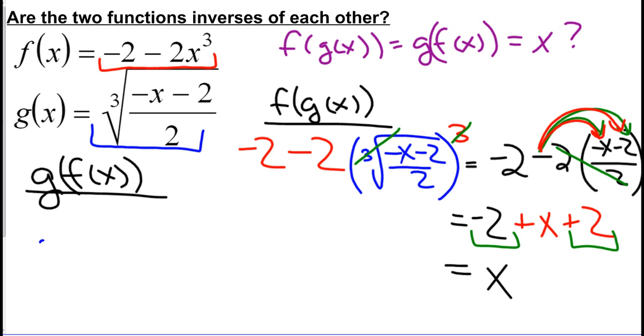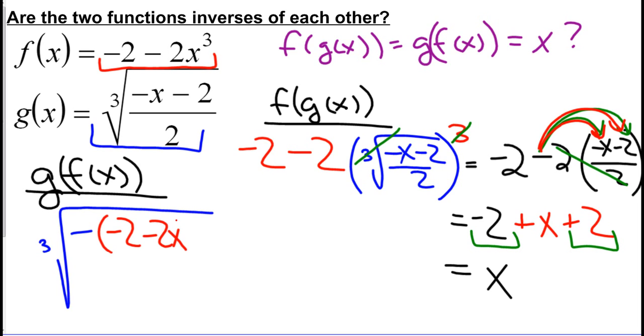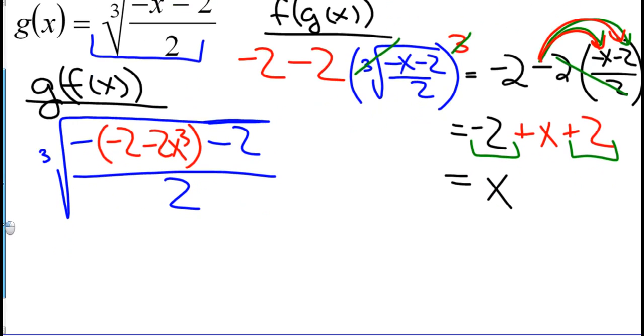So I'm going to start with the cube root of the opposite of, okay, all right, here's my stuff in here. Oh, we got to go red. Here's my stuff, -2 minus 2x cubed. Then I still have to subtract a 2, extend that radical bar out so I make sure it's there, and then divide by 2. Okay, so just checking, cube root of the opposite of some stuff, minus 2, divided by 2. And then I just kind of need to simplify things down.